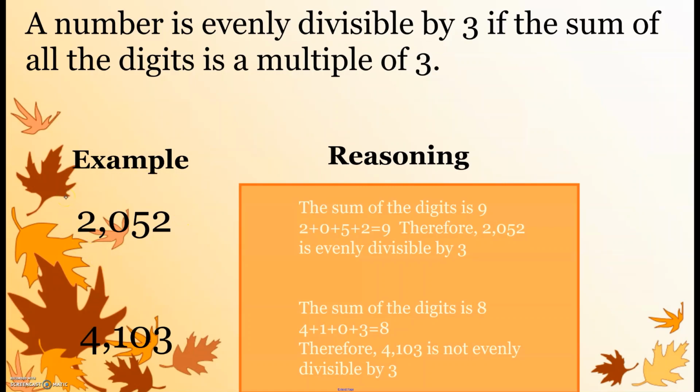So here's another example. 4,103. 4 plus 1 plus 0 plus 3. That gives me 8. 8 is not a multiple of 3. You can't divide 8 by 3. So this entire number is not divisible by 3.